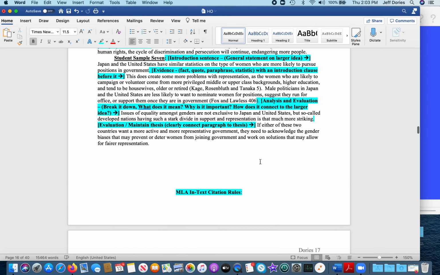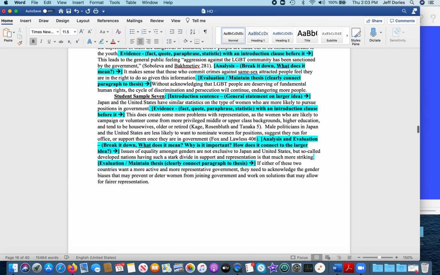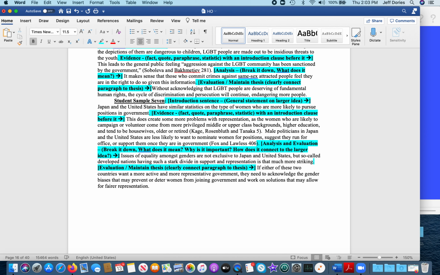Okay, last one here. So the general idea, if you just read this, you should know what the paragraph's about. "Japan and the United States have similar statistics on the type of women who are more likely to pursue positions in government." Okay. So in this case, it's general. You can see it's wide. If you were to refer to specific statistics, it'd need to be cited. But it's general and it helps you know what the paragraph's about. So that works. Right? So let's look at the evidence.